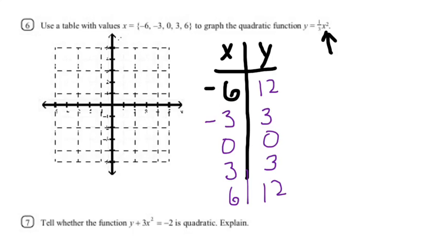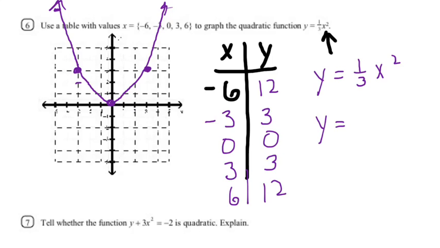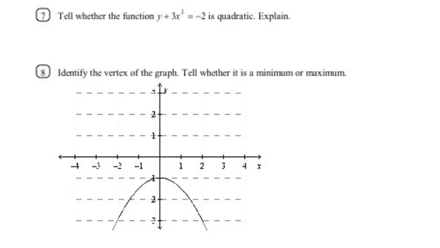So 0, 0 is on the graph. Negative 3, 3 is on the graph. Positive 3, 3 is on the graph. About there. And then, of course, our 6, 12 is way up high here on both sides. So it looks like, because of symmetry, that 0, 0 is our vertex. Which it would be, because that looks just like the function y equals x squared, which has always got a vertex at 0, 0, and then the 1/3 makes it wider than that normal function.